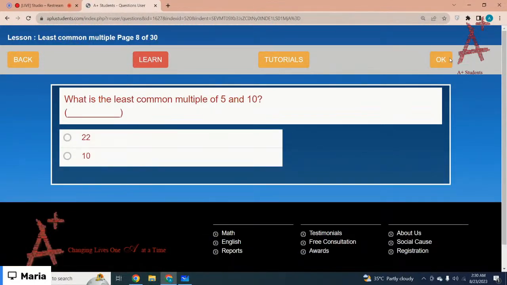What is the least common multiple of 5 and 10? Which is the correct option, 22 or 10? Think and then answer. Yes, very good. The correct option is 10. 5 times 2 is 10 and 10 times 1 is 10. So yes, the correct option is 10. Very good.